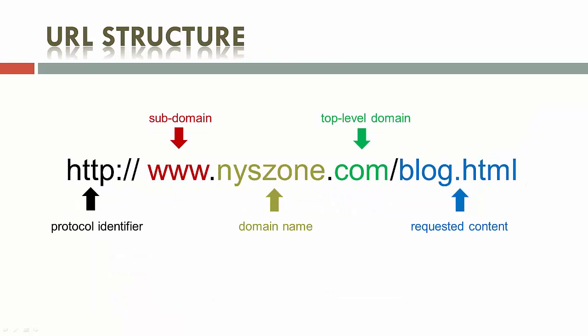On this slide, you see an example of the URL structure. Each URL contains a protocol identifier, a subdomain (the subdomain can be absent), a domain name, a top-level domain. Having a country top-level domain such as .ca, .fr, or .cn helps the site rank for that particular country, but limits the site's ability to rank globally, and a requested content.